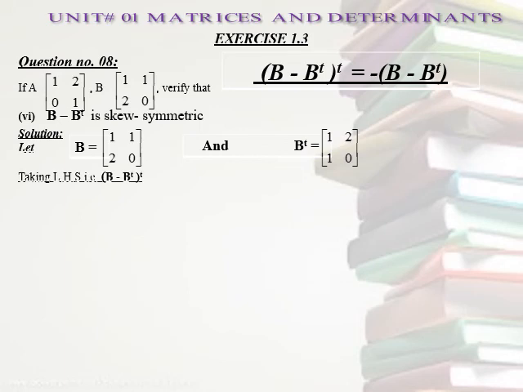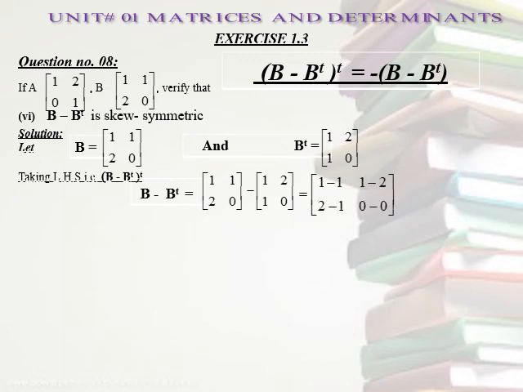I am taking the left hand side, that is transpose of (B minus B transpose). I'll solve brackets first. As B is written first, I'll write matrix B first, then negative sign and then the transpose of matrix B. Now I'll subtract the entries of the first matrix from the corresponding entries of the second matrix, and after subtraction I'll get this matrix. Now here is the transpose of B minus B transpose.